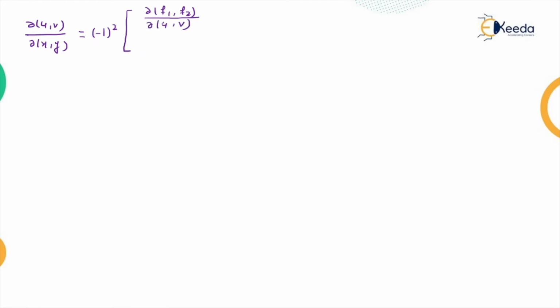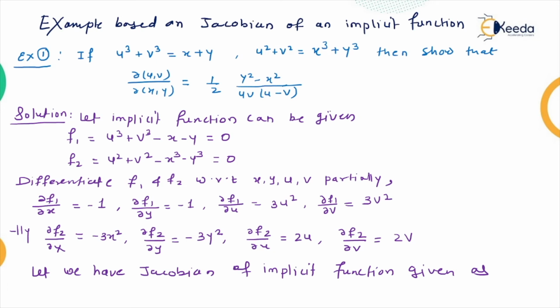So this is nothing but with respect to x and y, and divided by, in the denominator, ∂(f1,f2) with respect to u and v. So we call these the numerator and denominator. For reference, this is equation number 2, and equation number 1 is here. So these values we call equation number 1. So we have to use these 8 values for finding the Jacobian.